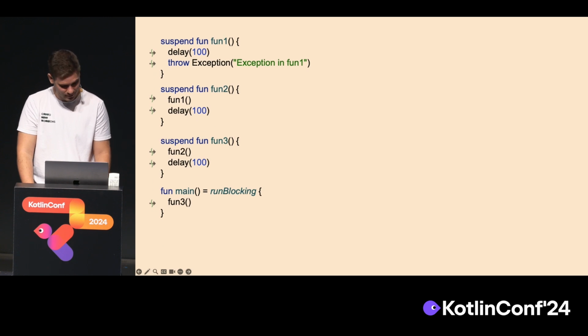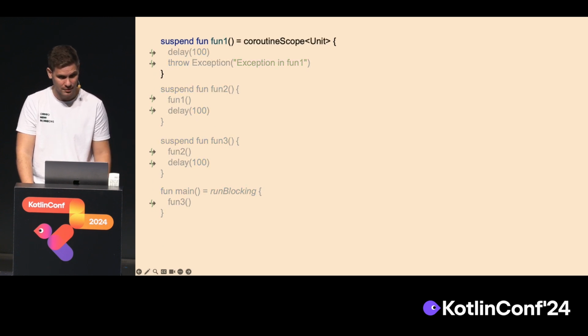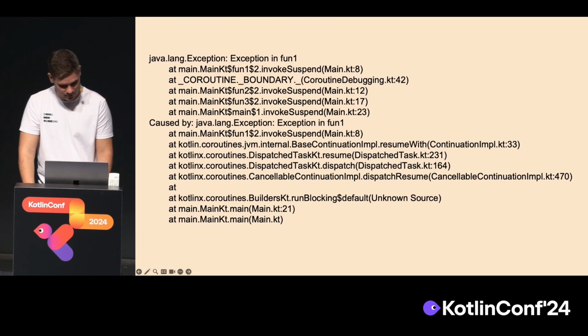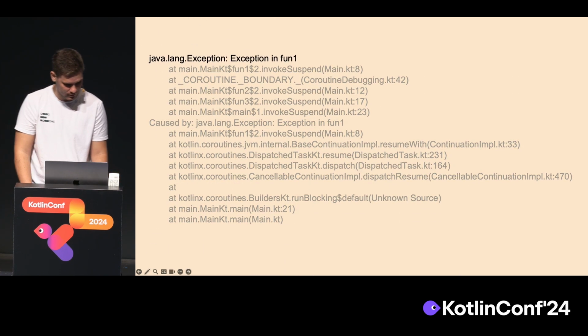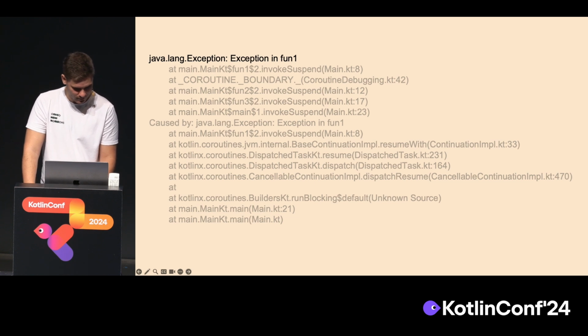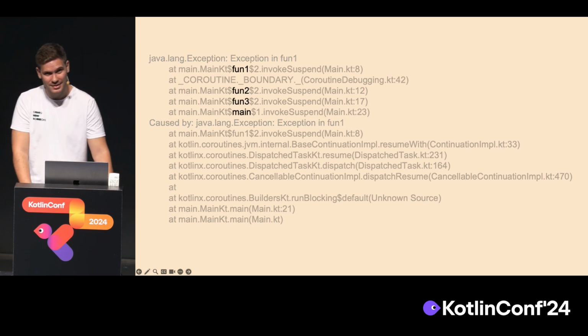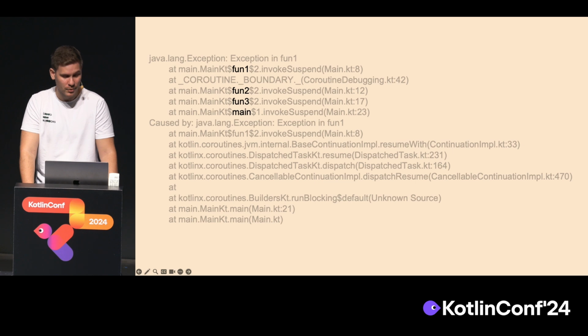Taking a step back, let's try wrapping function 1 in a coroutine scope, and then take a look at the exception again. So we have function 1, and now the exception was rethrown, and we have all of the information that we need. So it looks like stack trace recovery only works properly if the exception thrown passes scope boundaries.